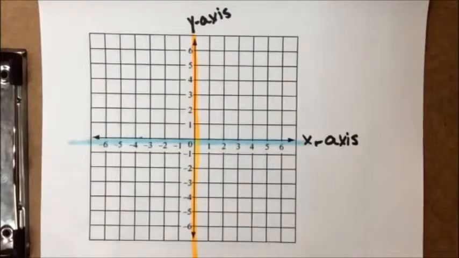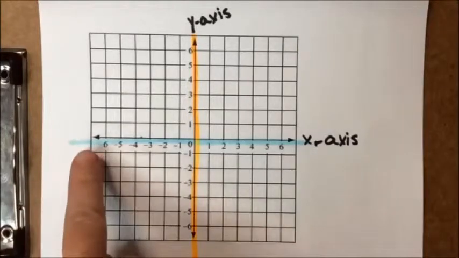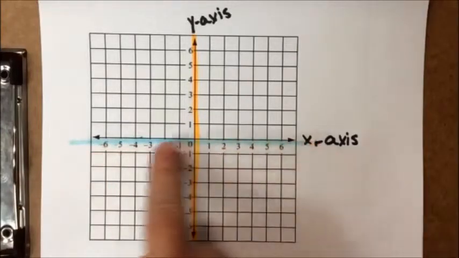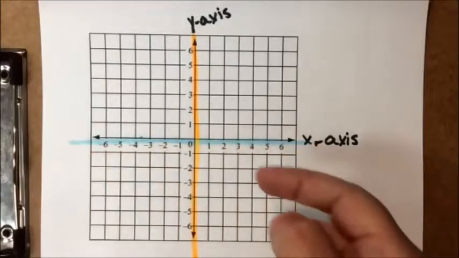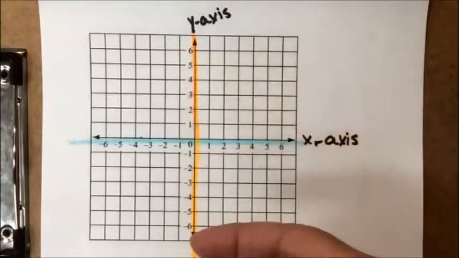This is a coordinate plane, or a coordinate grid. Now, you'll notice that I've already highlighted two intersecting lines. These are the axes of the graph. We have the x-axis that is horizontal and runs from left to right, and we have the y-axis that is orange and it runs up and down, or vertically.